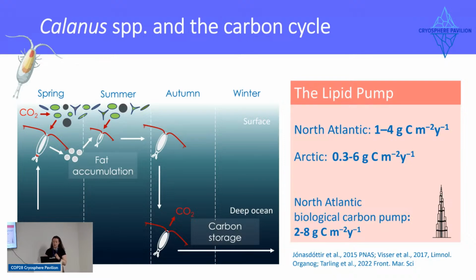So this has been measured in the North Atlantic and in the Arctic, and you can get between 1 and 6 grams of carbon stored per meter per year. If we compare that to the biological carbon pump, remember that 10,000 Burj Khalifas, then we can see that that's very similar and on a similar order. So it's actually an incredibly efficient process, and it stores a huge amount of carbon.